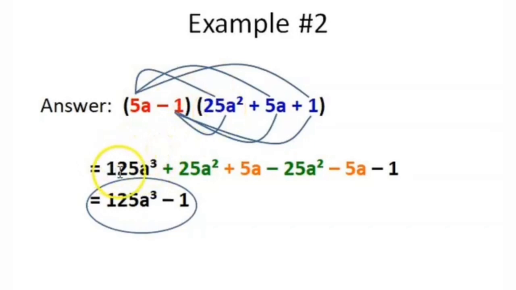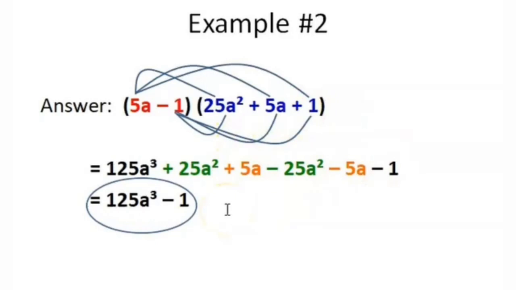So ang sagot ay 125 cube. Then 5A times 5A is equals to 25A squared. So this is positive 5A and positive 5A. Then 5A times 1, the result is plus 5A because 5A is positive and 1 is positive. Next, we have negative 1 times 25A squared. So this is negative 1 and this is positive 25A squared, so the result is negative 25A squared. Next, we have negative 1 times positive 5A, so the result is negative 5A. And we have negative 1 times positive 1. The result is negative 1.